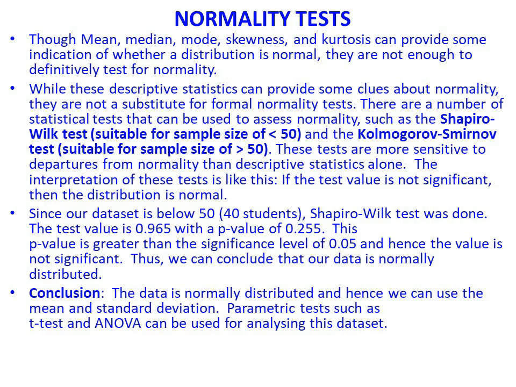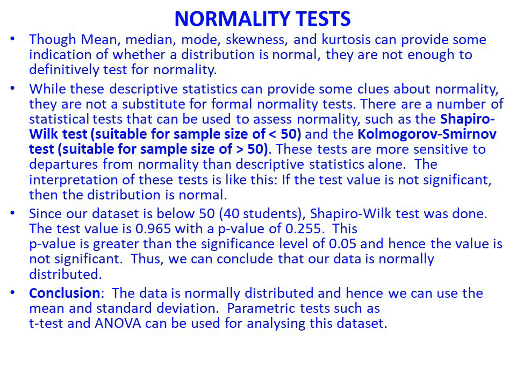Since our dataset is below 40 students, the Shapiro-Wilk test was done. The test value is 0.965 with a p-value of 0.255. This p-value is greater than the significance level of 0.05 and hence the value is not significant. Thus, we can conclude that our data is normally distributed.